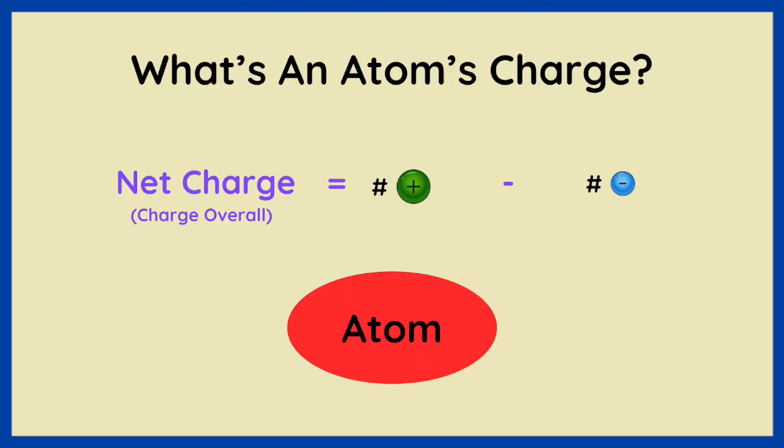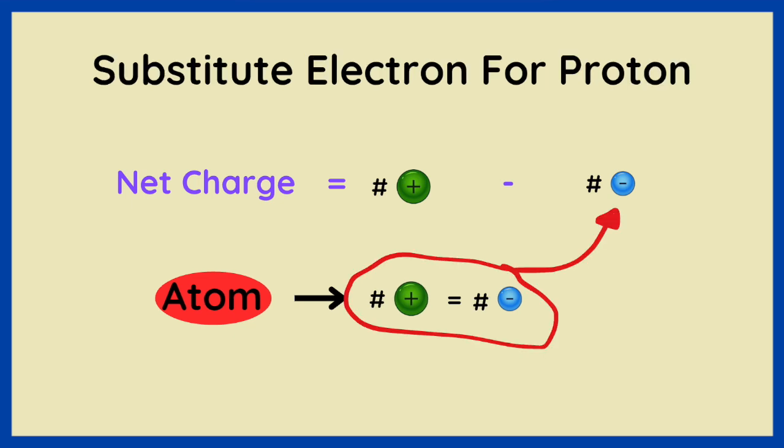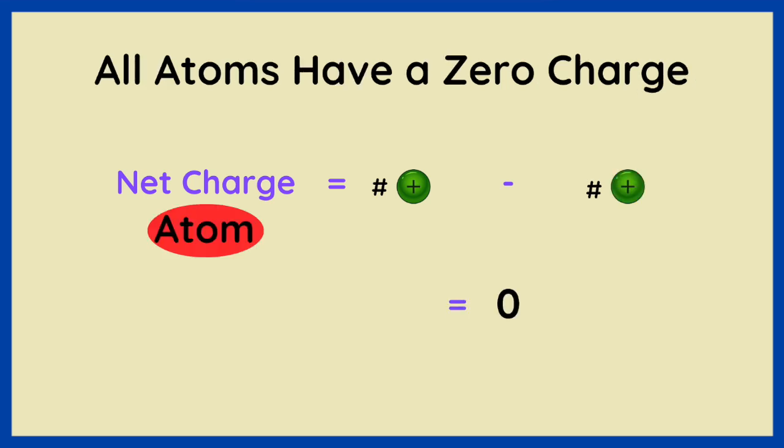With that, what's the charge of an atom? For reference, charge of a substance equals the number of protons minus the number of electrons. Likewise, remember that an atom is defined as an element with an equal number of protons and electrons. And we've also discussed the fact that when two variables are equal to each other, they're interchangeable, meaning that we can substitute one for the other. So if protons equals electrons, then protons minus electrons equals protons minus protons equals 0. Therefore, all atoms have a neutral charge.